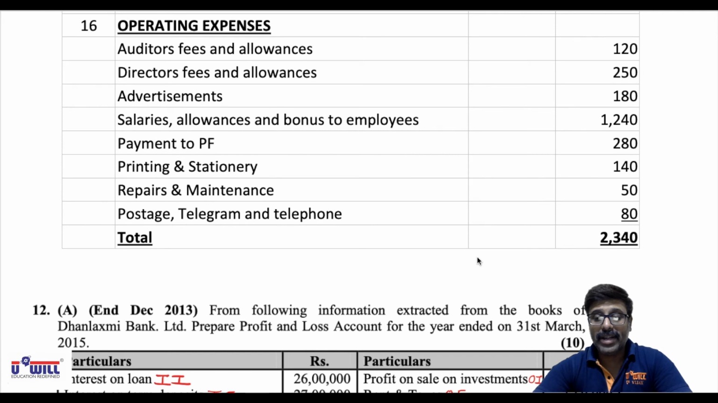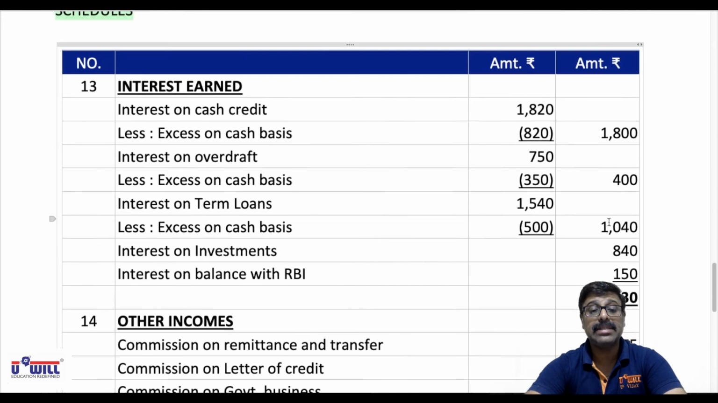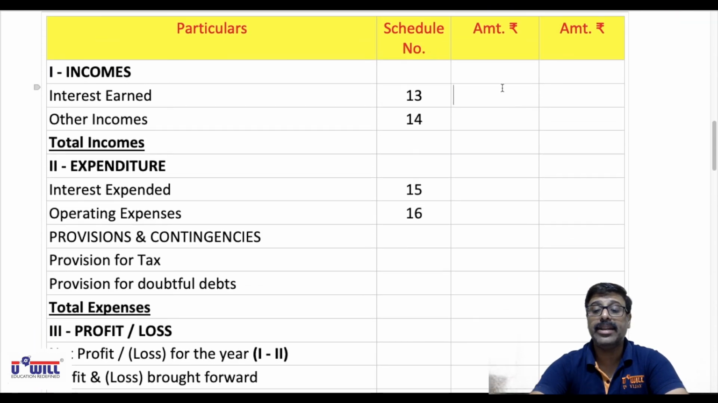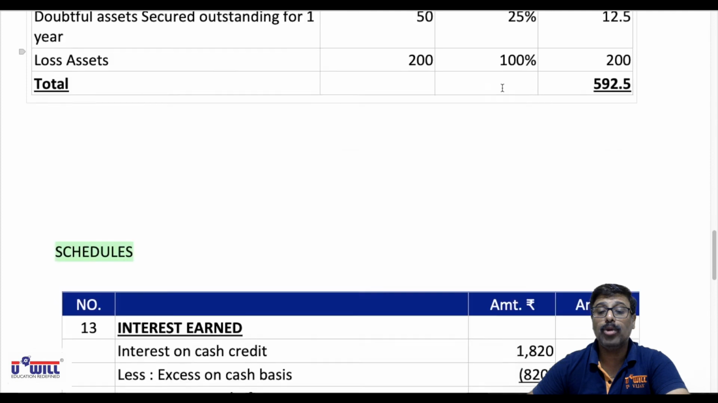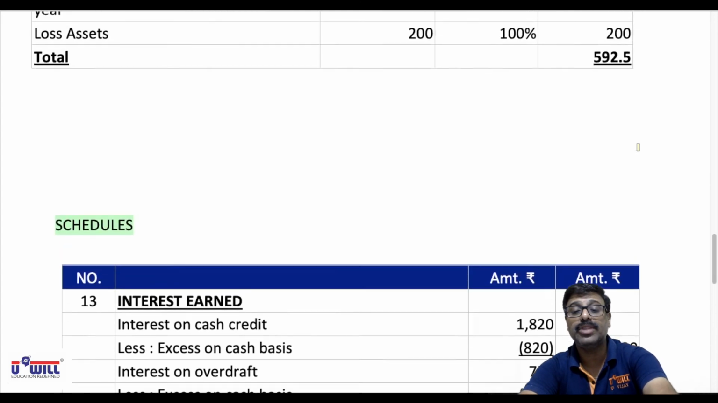So total of operating expenses: 1120 plus 250 plus 180 plus 1240 plus 280 plus 140 plus 50 plus 80 is equal to 3340. So all the schedules are done. Now we have to fill in the blanks in the format of the P&L statement. So incomes, interest earned as per schedule number 13, we have got how much? 4230. All of you can see this 4230. That will come in interest incomes, 4230.